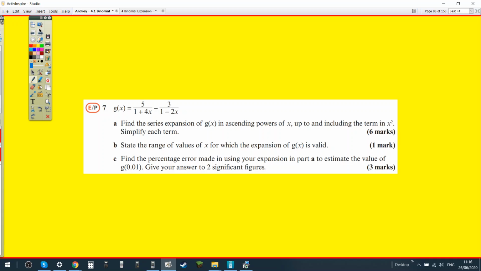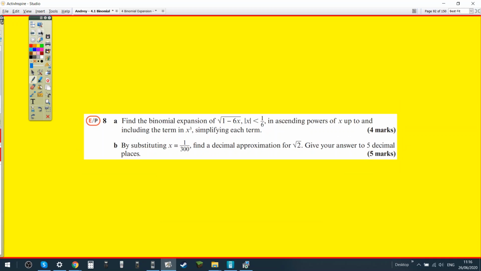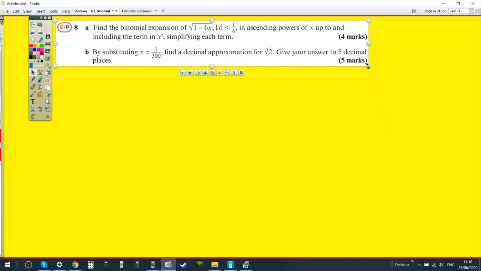Wow, it's just relentless. Take the range of values for which this is valid. Okay, this is a bit more normal. Okay, but that's probably too easy. Okay, so this one here, how would you begin this one?